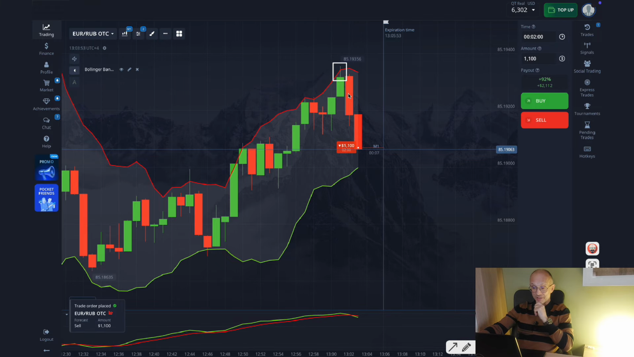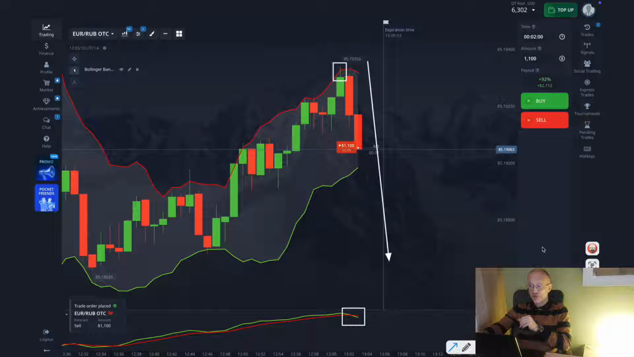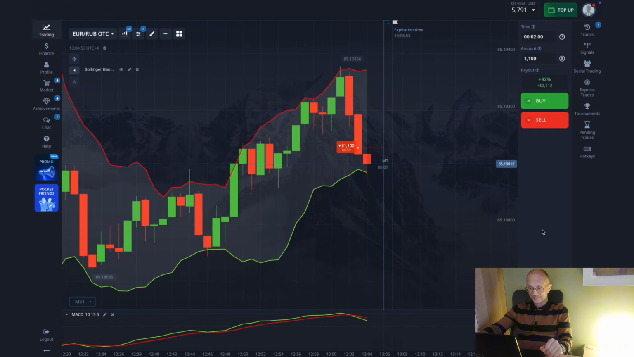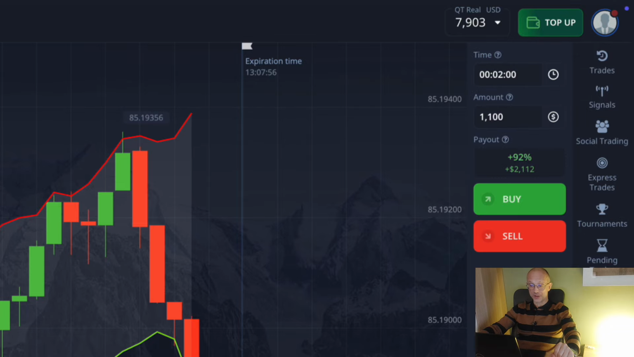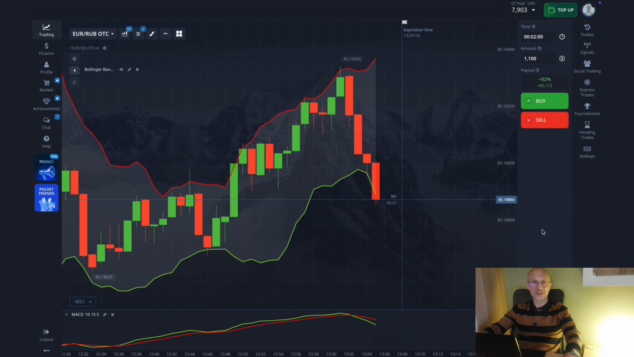Next, we switch our attention to the MACD indicator. Its green line crossed the red line from top to bottom. This is no longer just a warning, but a clear and strong bearish signal. Such a crossover is considered one of the most reliable signs of a trend reversal, especially if it coincides with the behavior of the candles and the Bollinger Bands. And I made a profit of $1,012. So, let's move on to the next situation.